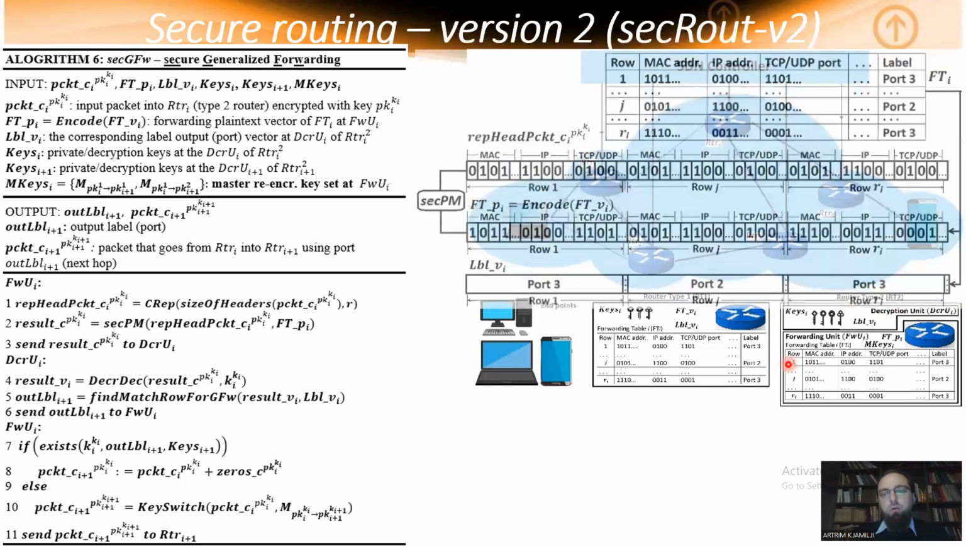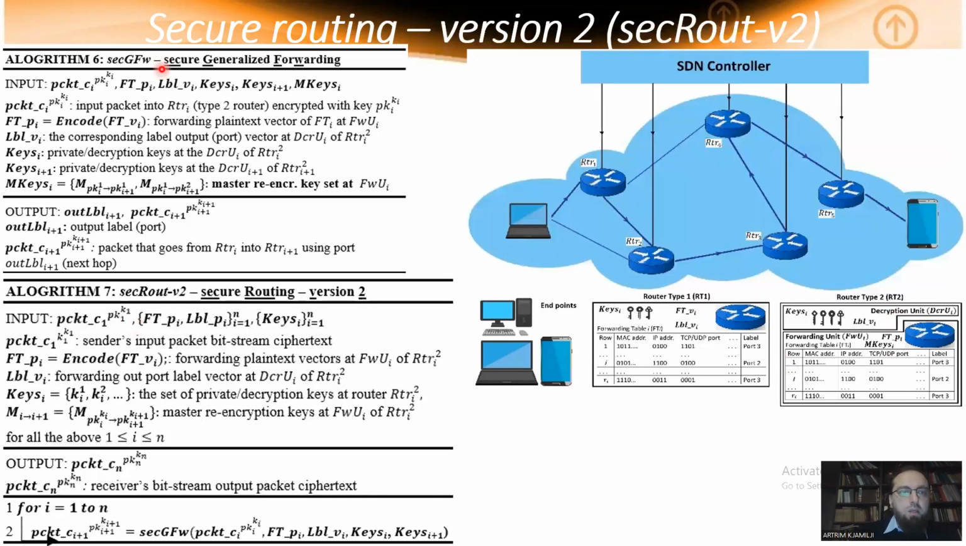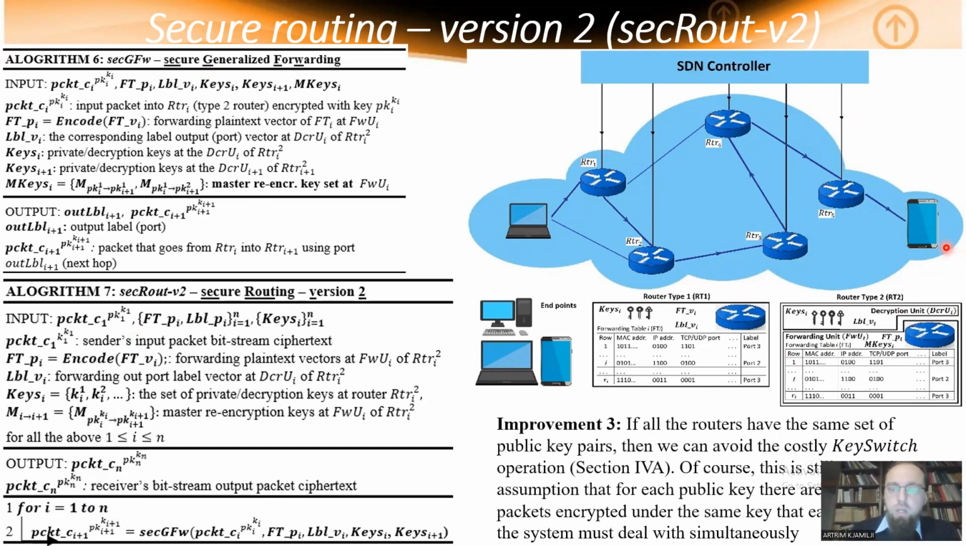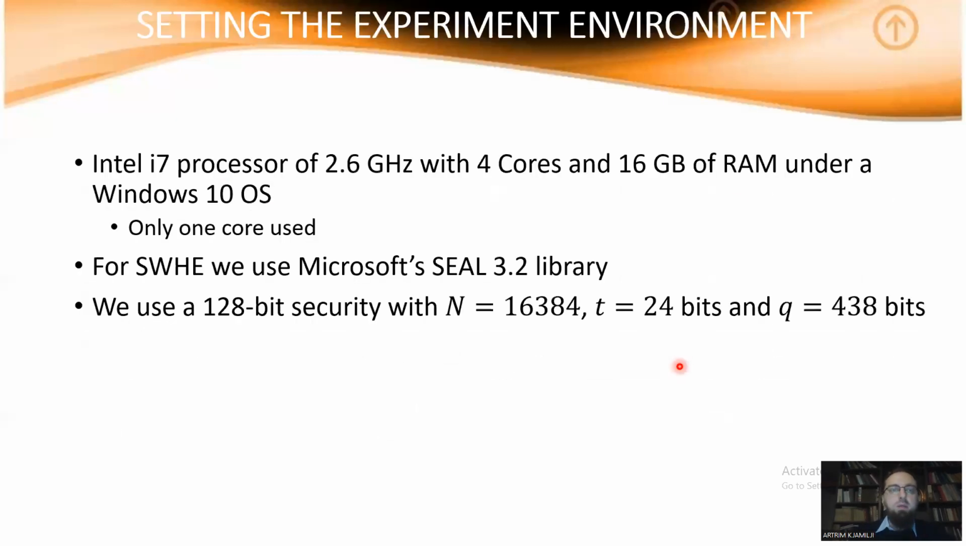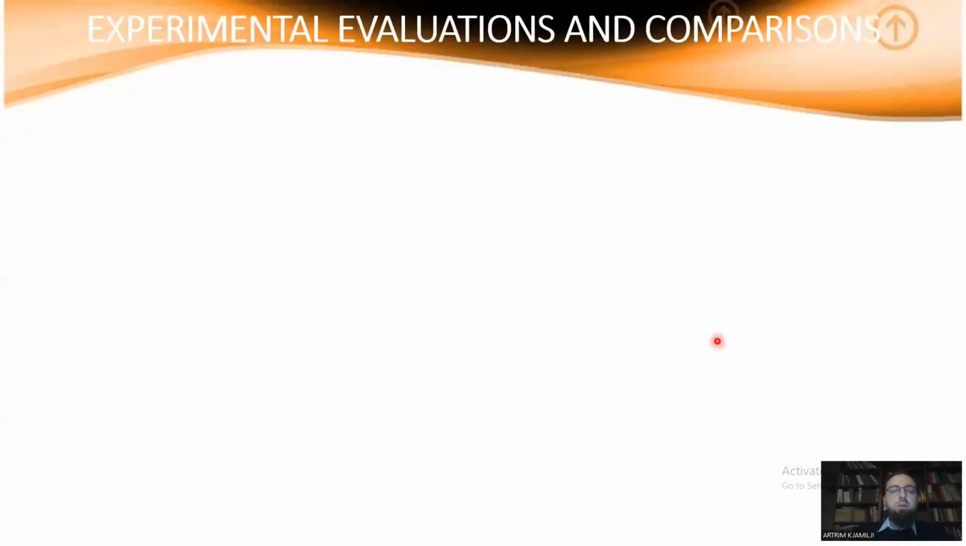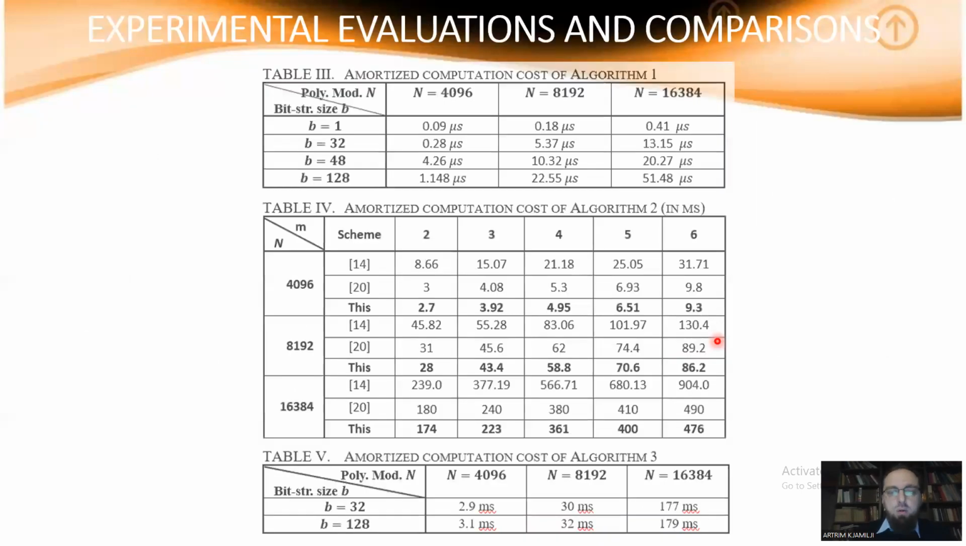Now, this is only for one router. For multiple routers, of course, we're just going to apply secure generalized forwarding n times, up until it's routed or forwarded from the source to the destination. An improvement here is, in order to avoid the costly key switch operation, all of the routers can have the same decryption key, so key switch does not need to be done. Here we give the theoretical analysis of homomorphic computational complexity. This is the experimental environment. Results are given here.